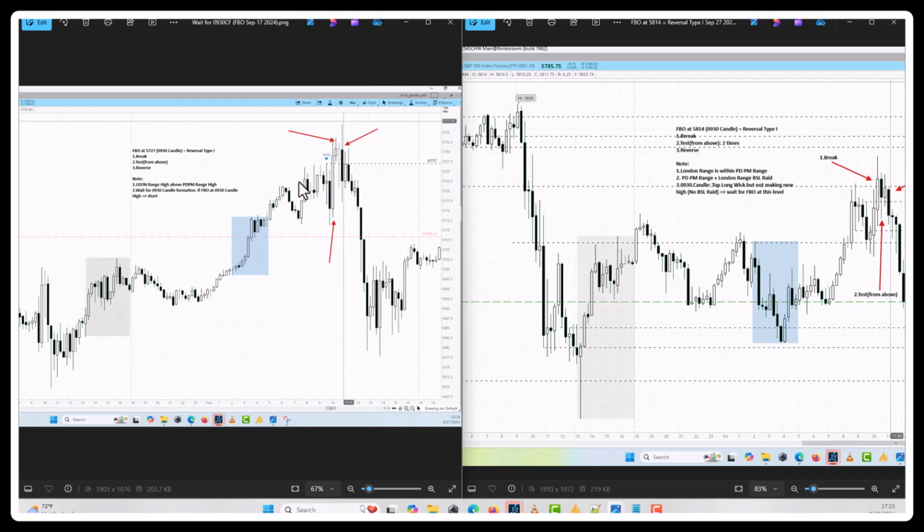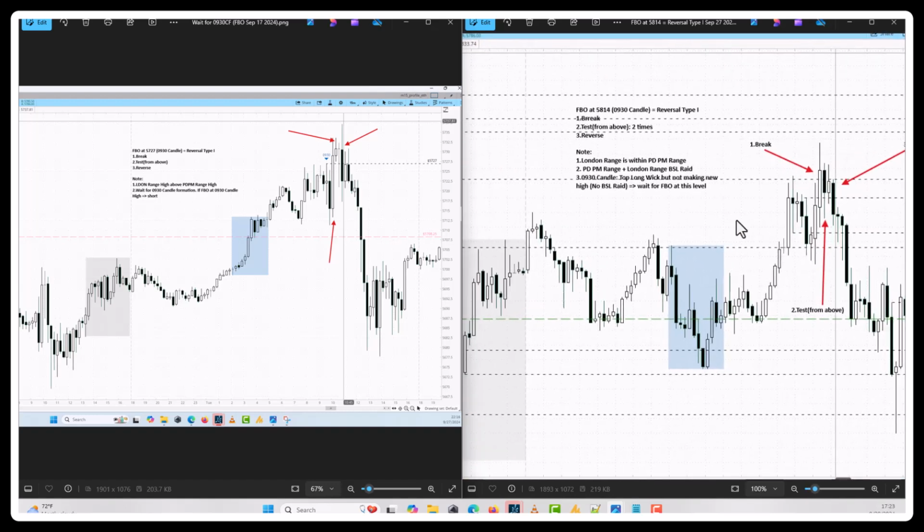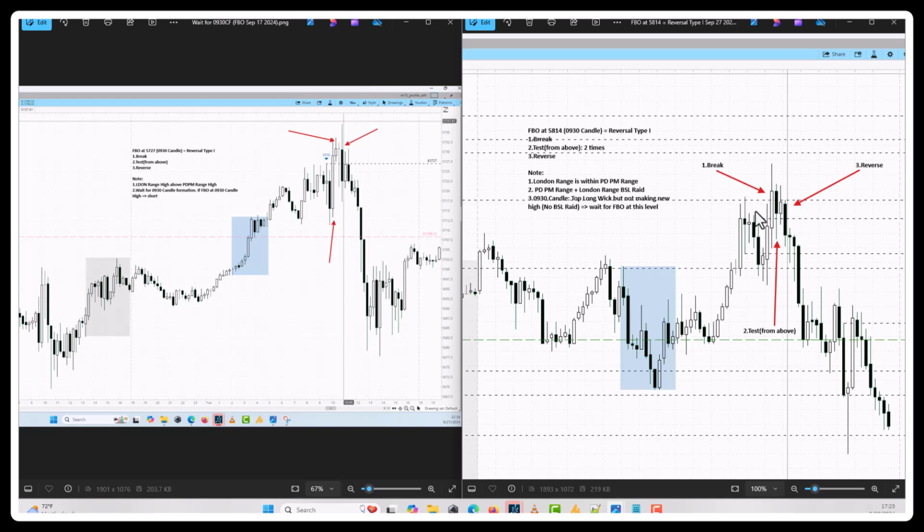The double raid right here, also double raid right here, raid by side once and then twice. Same right here, once and twice, and we wait for the 930. Wait for the 930 formation, then mark the high of the 930 and wait for the reversal type 1 formation. Then boom, we go long and just stay in the trade until it hits the targets instead of getting scared.